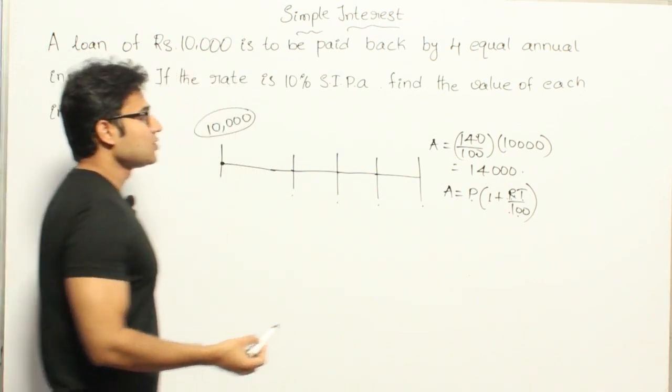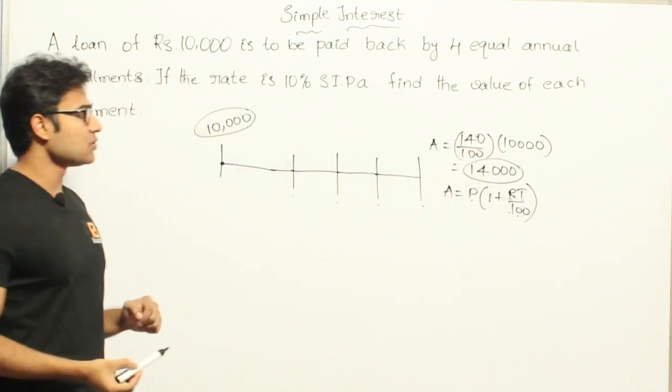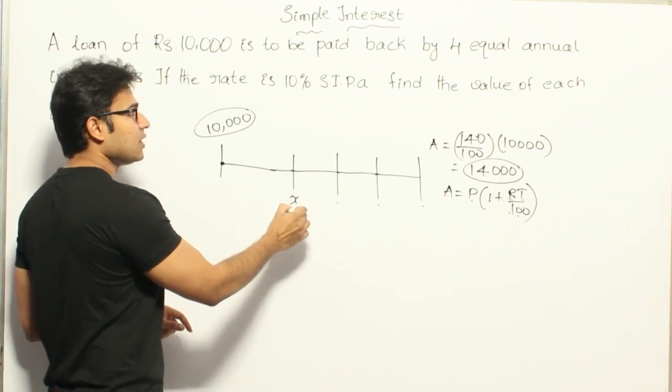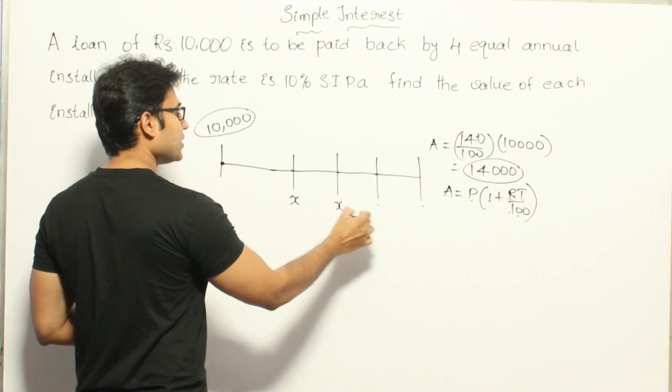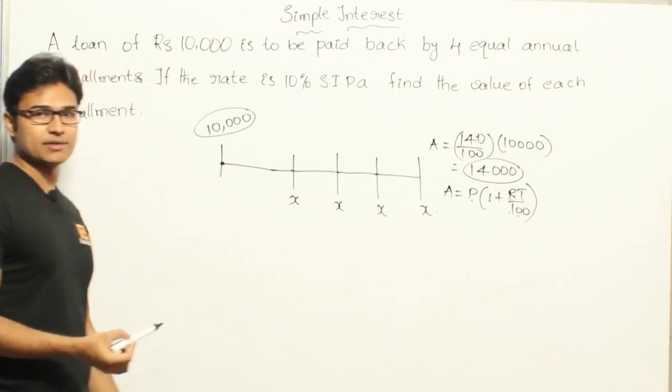Okay. Now this is the total amount you are supposed to pay in 4 installments, and we have to find out the value of those 4 installments. One installment we have to pay after first year. Why? Because they are saying that equal annual installments, and the other installment we have to pay here and pay here. We don't know what that value is. That is why I am assuming X.